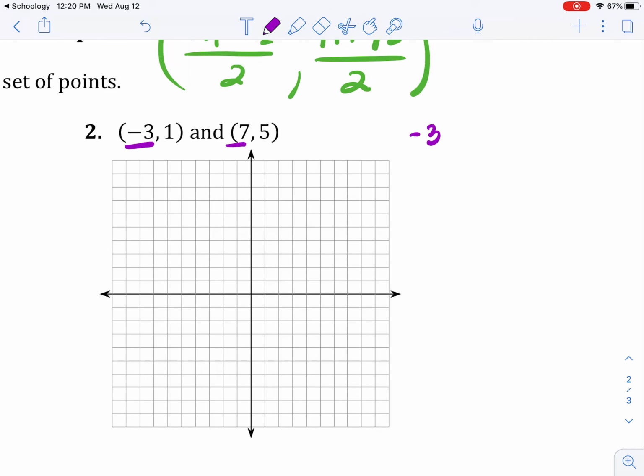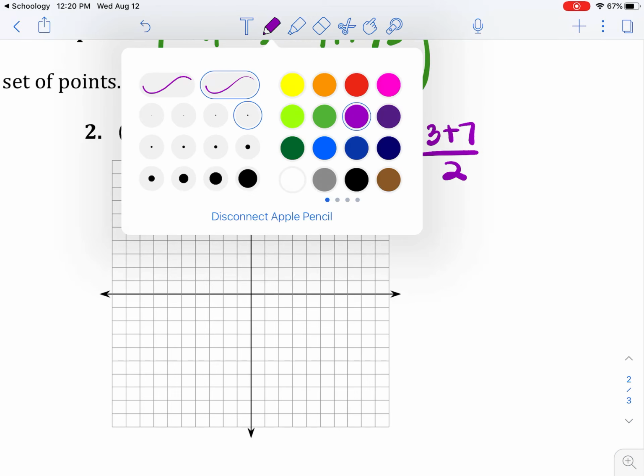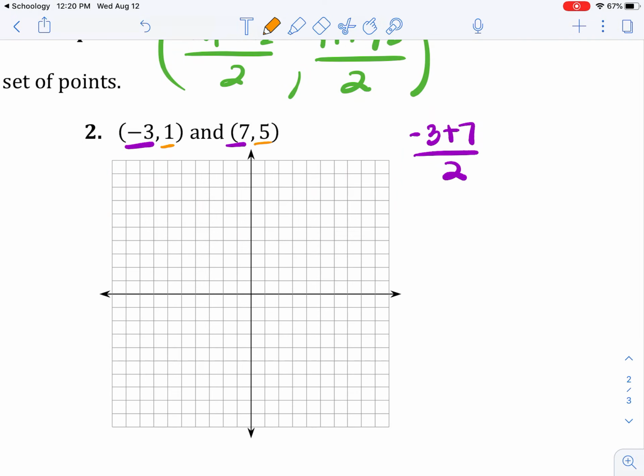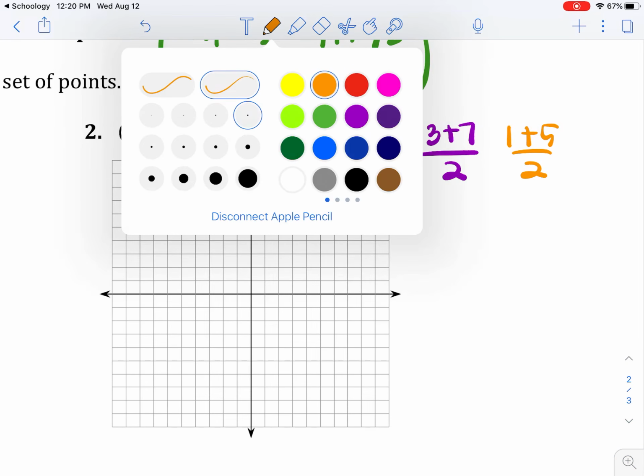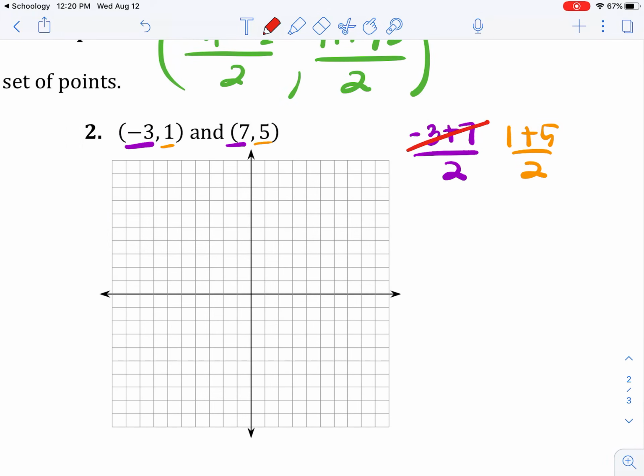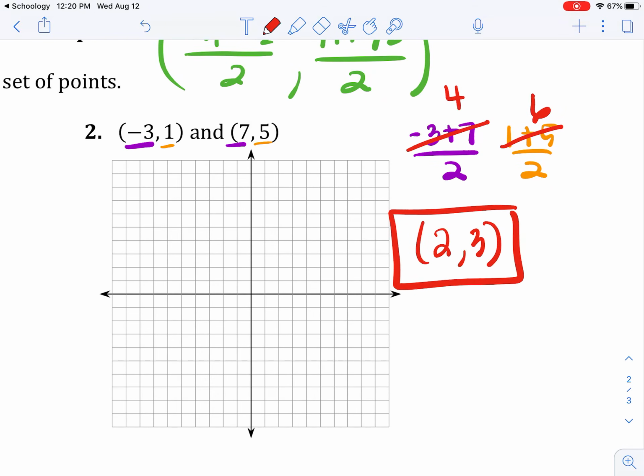Negative 3 plus 7 divided by 2. And then I'm doing 1 plus 5 divided by 2. So there's my work, and now I'm going to write my answer as a point. Negative 3 plus 7 is 4. 4 divided by 2 is 2. 1 plus 5 is 6. 6 divided by 2 is 3. Here's my answer. I don't need this part. Okay? All right, go ahead, pause the video, try the next two.